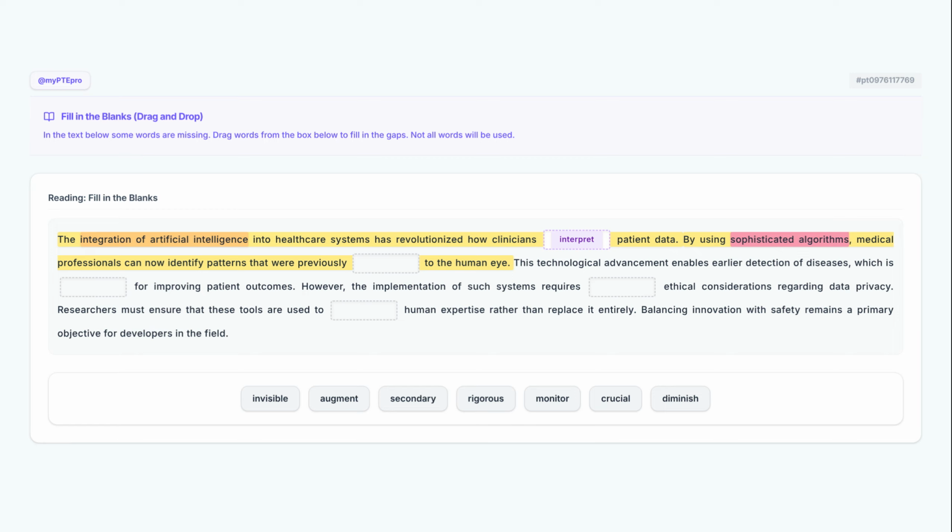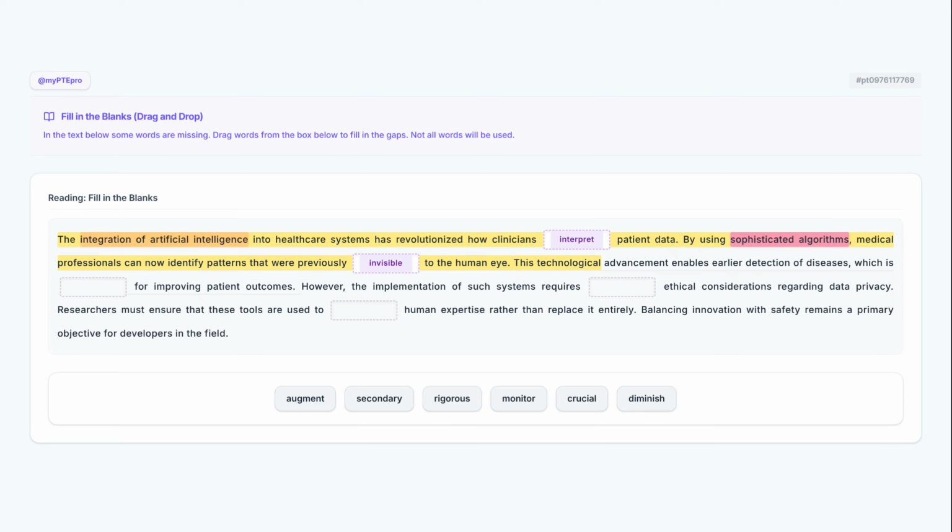The passage sets up a contrast between the limitations of human vision and the enhanced capabilities of technology. Therefore, we require an adjective that describes something that cannot be seen or noticed without help. I am placing invisible into the gap located in the middle of the sentence. This adjective perfectly completes the comparison between the new technological detection and the previous limitations of human sight.